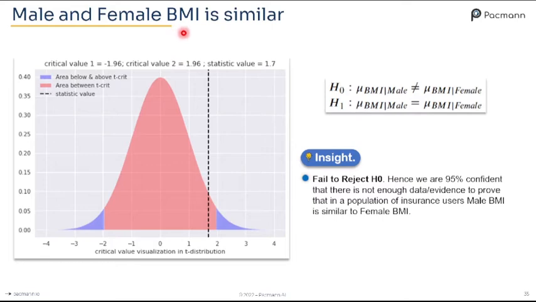The third hypothesis to be tested is that male and female BMI are similar. The result is that with a confidence level of 95%, there is not enough data or evidence to prove that in a population of insurance users, male BMI is similar to female BMI.